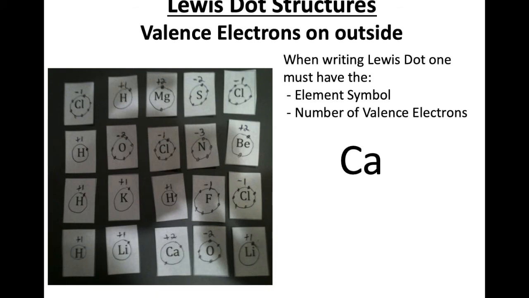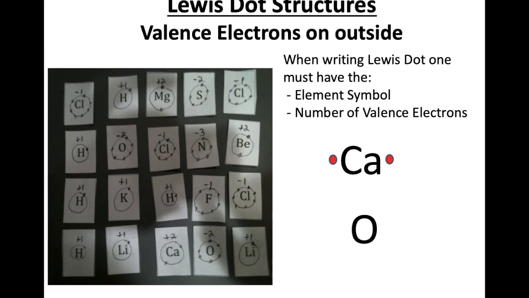Since calcium is in group 2, I know it only has 2 valence electrons. I need to distribute those evenly across the 4 locations. You can either go to top, bottom, left, or right. I'm going to start by putting 1 electron on one side of calcium and the other valence electron on the other side. And that completes my Lewis dot structure for calcium.